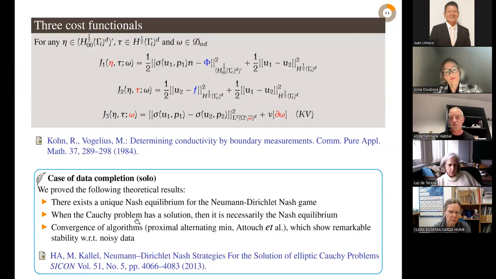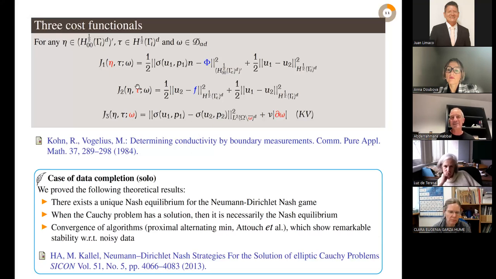And we could also prove the convergence of the algorithms, the one that is formulated as proximal alternating minimization, due to Attouch and co-authors. Using these results from Attouch, we could prove the convergence of our algorithms. And from the numerical point of view, they proved to yield very, very strikingly efficient results. So, okay, that was the simple case of data completion in the linear case.